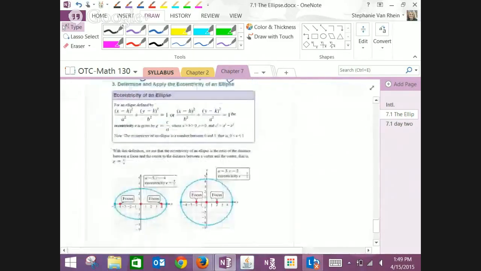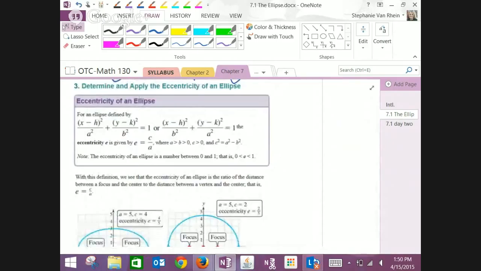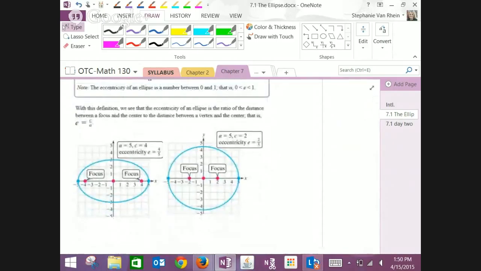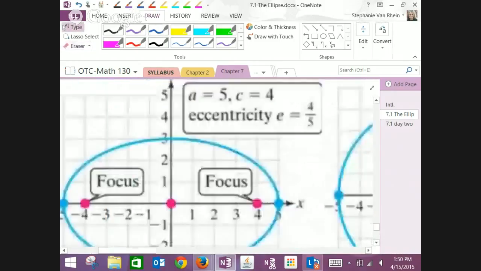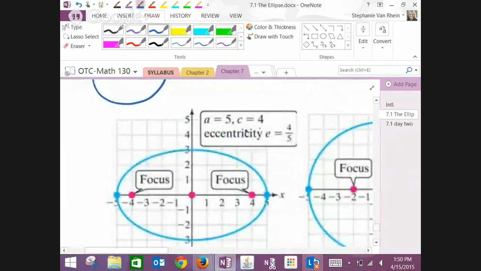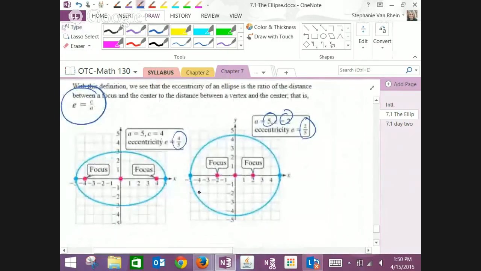So next time, the very last thing we'll talk about is this e value, eccentricity, and it has to do with how circular the shape is. So an e that is closer to 0 is going to have a more circular shape than an e that's closer to 1. And it's always e is c over a. Sorry, not c, e. e is the notation, and you take the ratio of c over a. So in this case, a and c were given or calculated, and we get 4/5. In this case, a and c are calculated, and we get 2/5. And you can see this shape's much more circular than this shape.